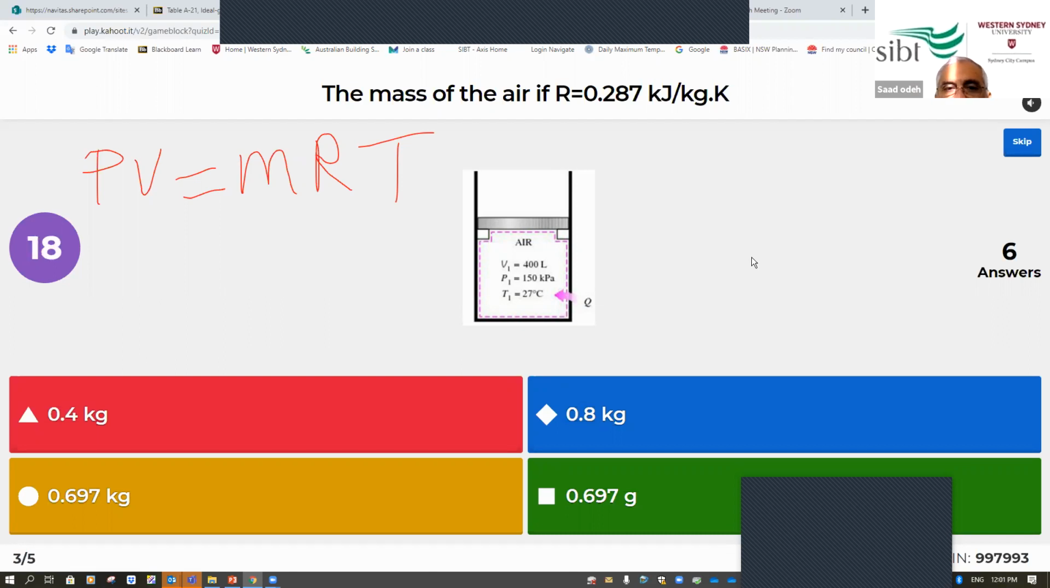Direct substitution, just substitute the values and find what's the M. Remember, T must be in Kelvin.